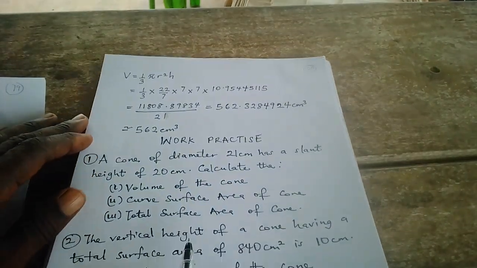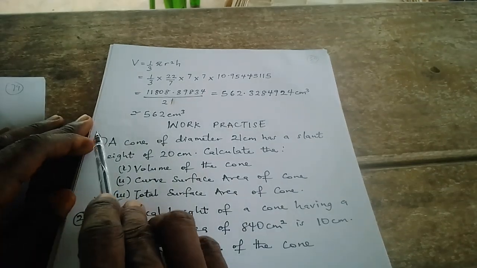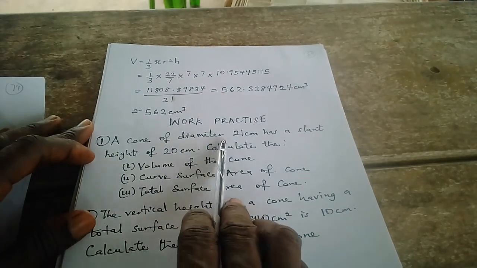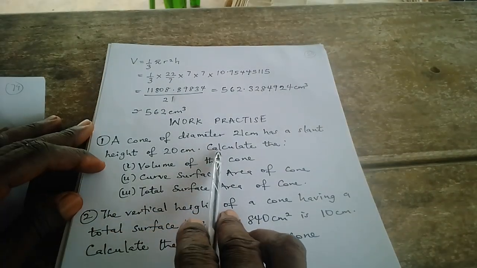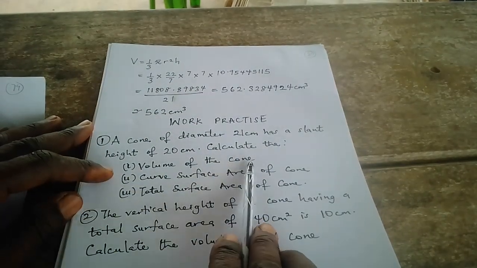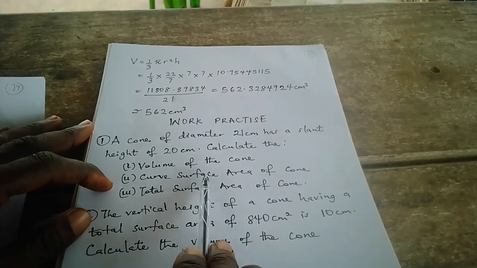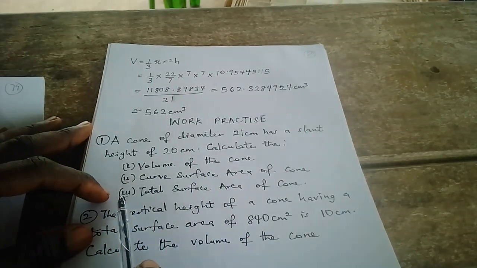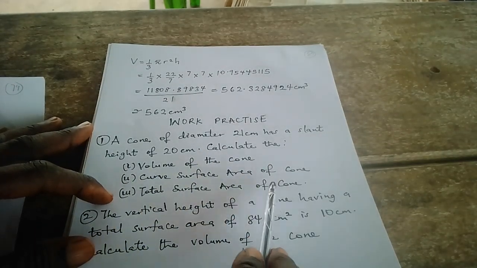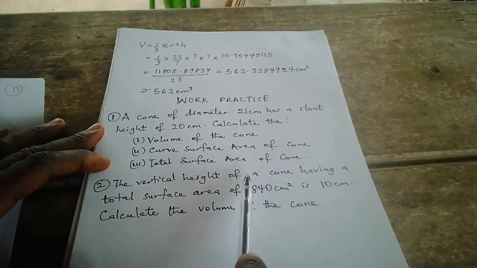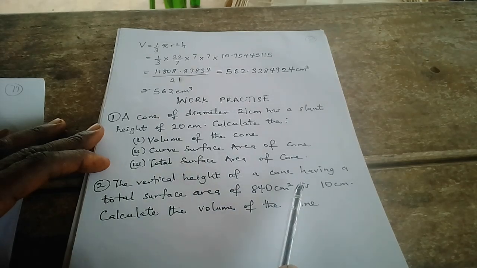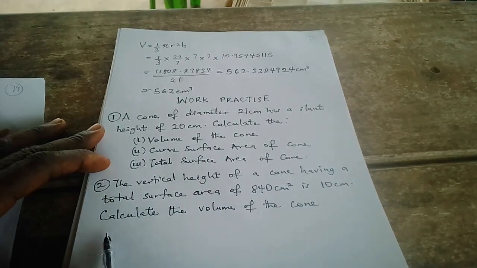Now for the work practice. Number 1: a cone of diameter 21 cm has a slant height of 20 cm. Calculate 1, the volume of the cone; 2, the curved surface area of the cone; 3, the total surface area of the cone. Number 2: the vertical height of a cone having a total surface area of 840 cm squared is 10 cm. Calculate the volume of the cone.